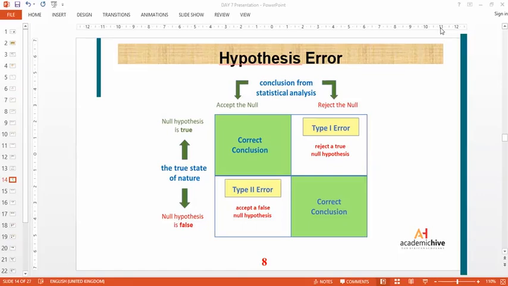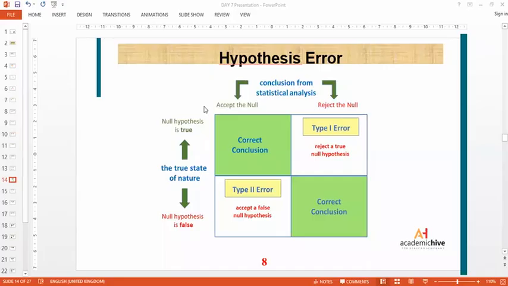Martin says you accept the null. That is true. You have to accept the null hypothesis. Okay. But now look at this. This figure shows when you can make some error called hypothesis error. The hypothesis error, there are two types, type 1 error and type 2 error.